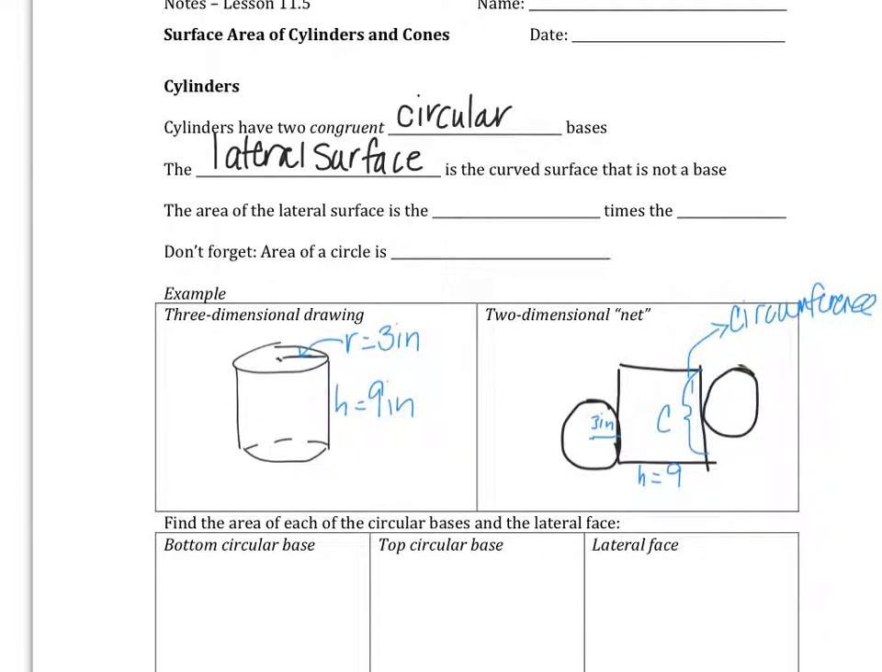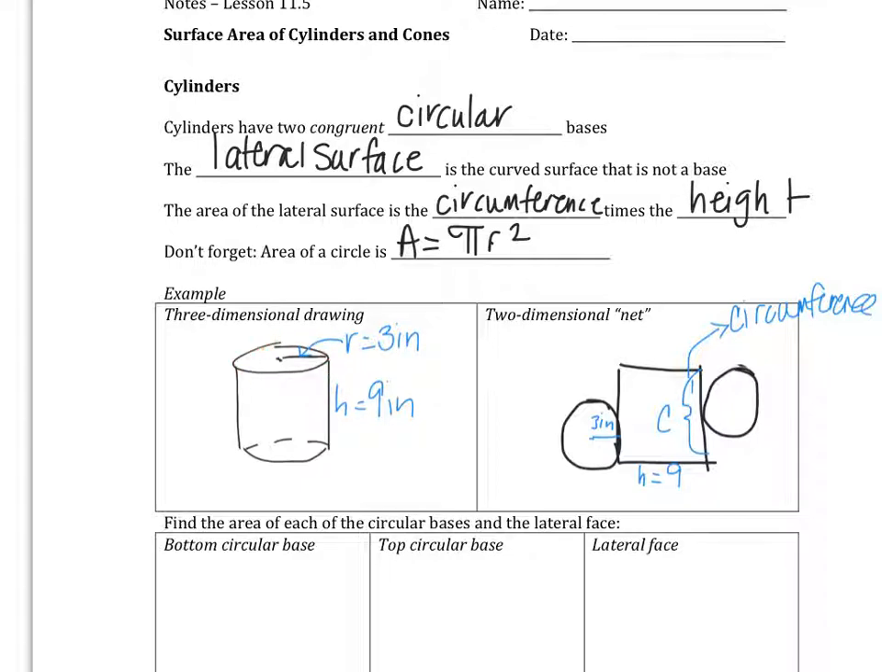The area of the lateral surface is the circumference times the height. Don't forget, area of a circle is area equals pi times radius squared. Okay, so let's look at the example. Again, taking a look at this cylinder, it's saying the height is 9 and the radius is 3 inches of that top circle.